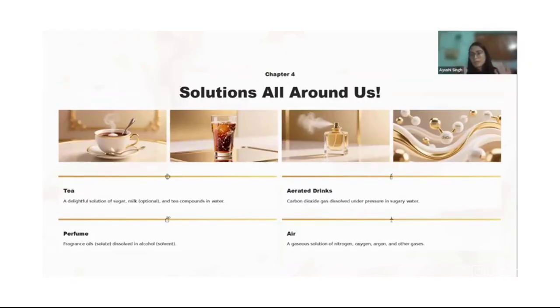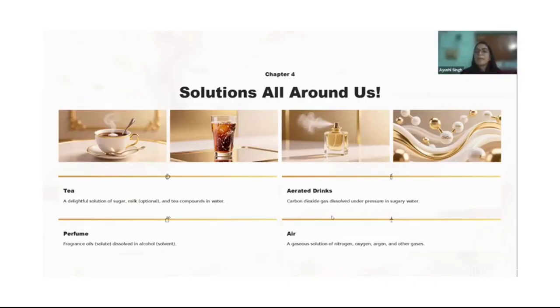What sort of solutions do we see daily? Basically tea, right? In tea, you are adding sugar, you are adding tea leaves to it, a lot of things, and then you are mixing it. So it is a solution. It makes a homogeneous composition if you remove the leftover tea leaves.